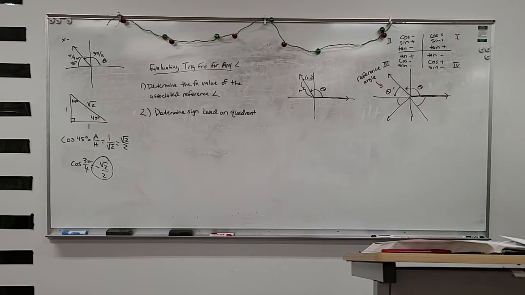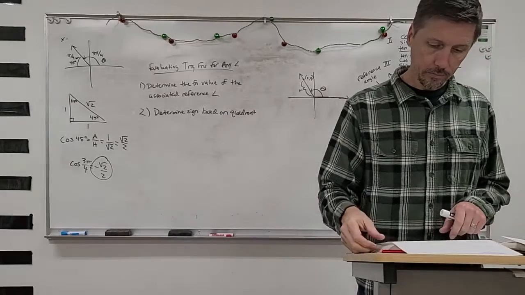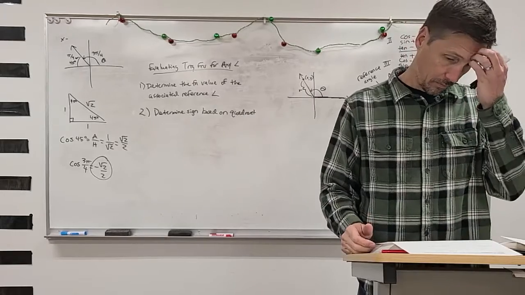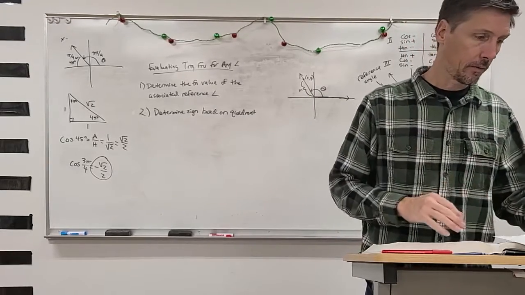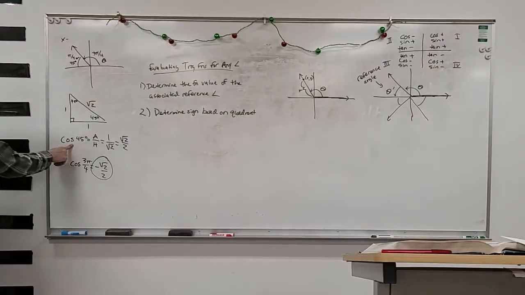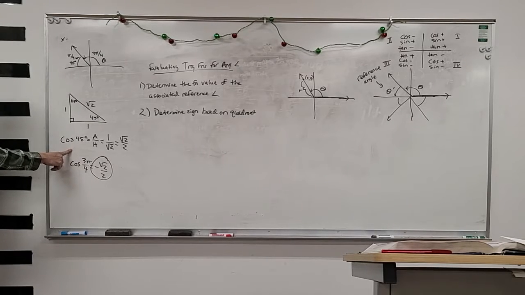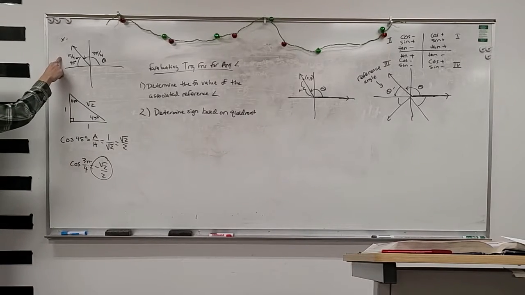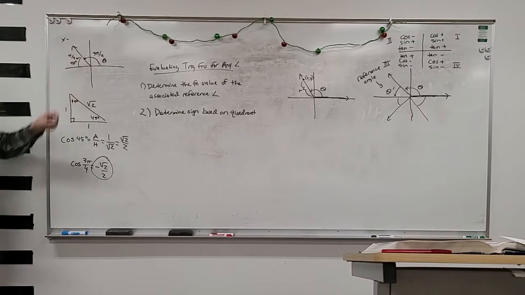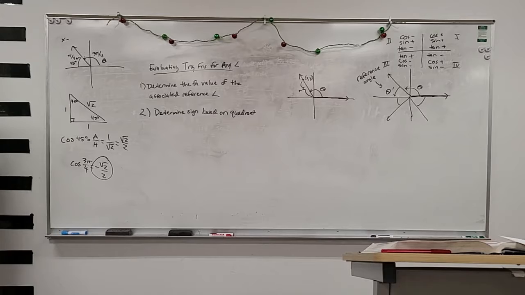Everybody good? Any questions about that? Wait, so why is it negative? Because we're finding the cosine, and cosine corresponds to the x coordinate, right? And because it's in quadrant 2, the x's are negative in quadrant 2. Okay. So 3 pi over 4 is in quadrant 2? It is, yeah. It goes all the way to where it ends, the terminal side, right? Where the terminal side is, yes.